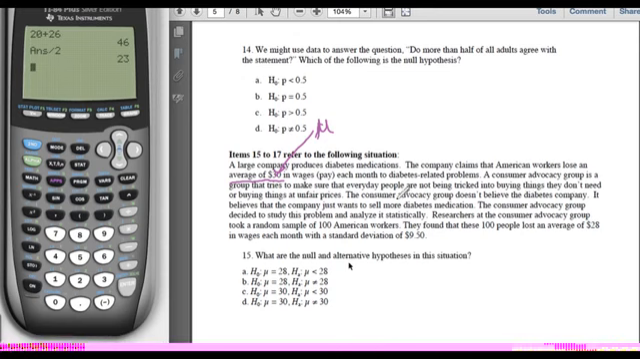The consumer advocacy group doesn't believe the diabetes company. It thinks the company just wants to sell more medication. That the average isn't really $30. They're saying, oh, you need to spend $30 a month, but it's really less than that. The advocacy group studies this problem, analyzes it statistically. They take a random sample of 100 American workers. They found that these 100 people lost an average of $28 a month with a standard deviation of 950.